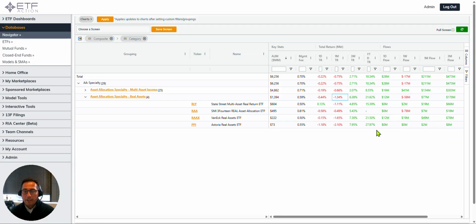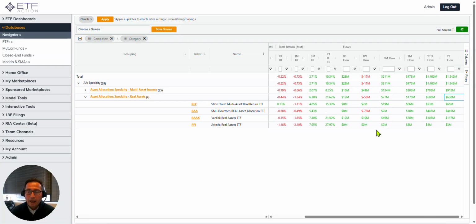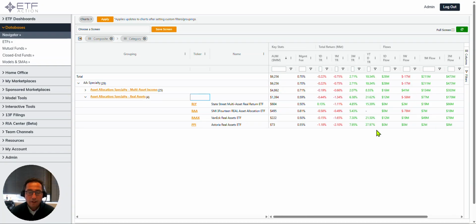But if I slide across here and look at some of my data, year-to-date returns, 21%. Astoria real asset ETF leading the category year-to-date, up an impressive 28%. I'm going to dive into that a little bit more in a second, but just keep looking at this category. It's pretty small, but year-to-date flows have been impressive. 608 million has come into this category. So we've seen more than a doubling of assets in this category from the start of the year.